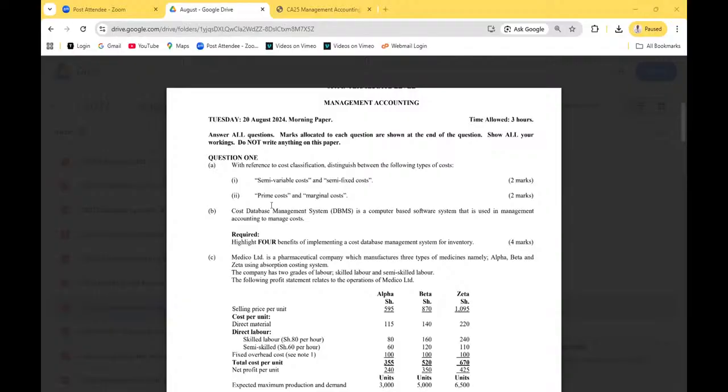So semi-variable costs are costs that consist of both fixed and variable components. Then the semi-fixed, also known as the step-fixed cost. These costs remain constant within a certain range of activity, but can change if the activity level exceeds a specified threshold. For example, I want you to help me understand, will this be semi-variable or semi-fixed?